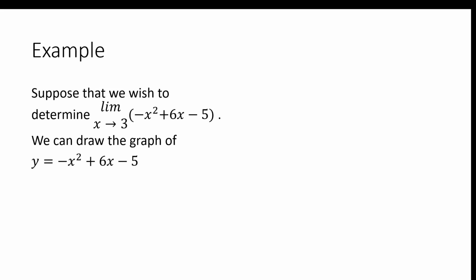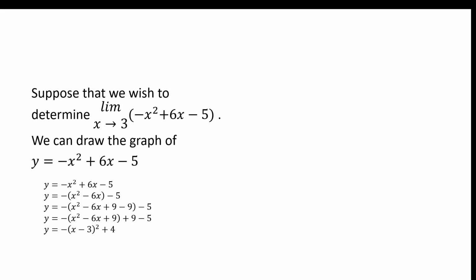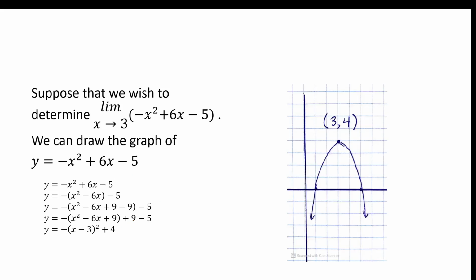So suppose we wanted to determine the limit as x goes to 3 of the function negative x squared plus 6x minus 5. Let's do this by graphing y equals negative x squared plus 6x minus 5. Using our grade 10 methods, we recognize that we have a quadratic, and we can complete the square, put it in vertex form, and we have the expression shown at the bottom.